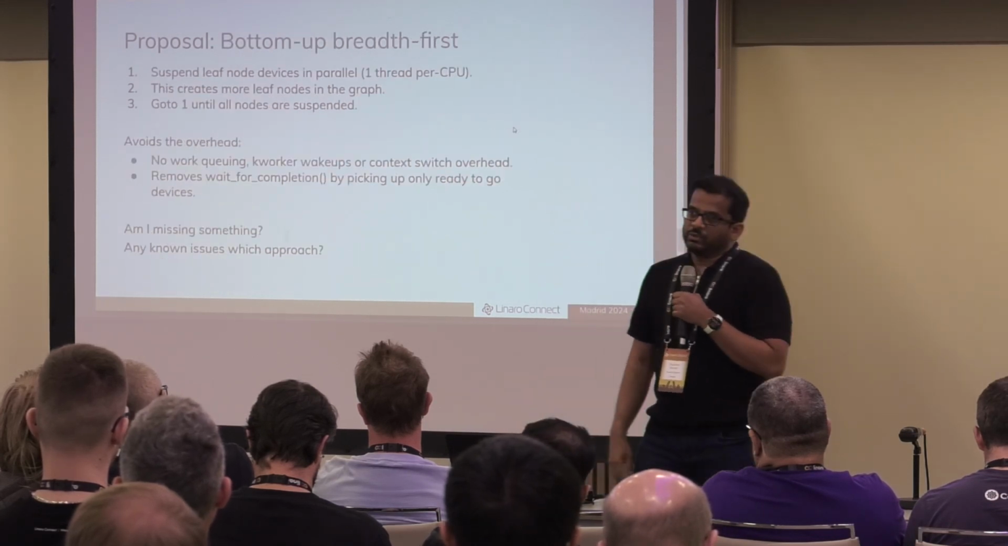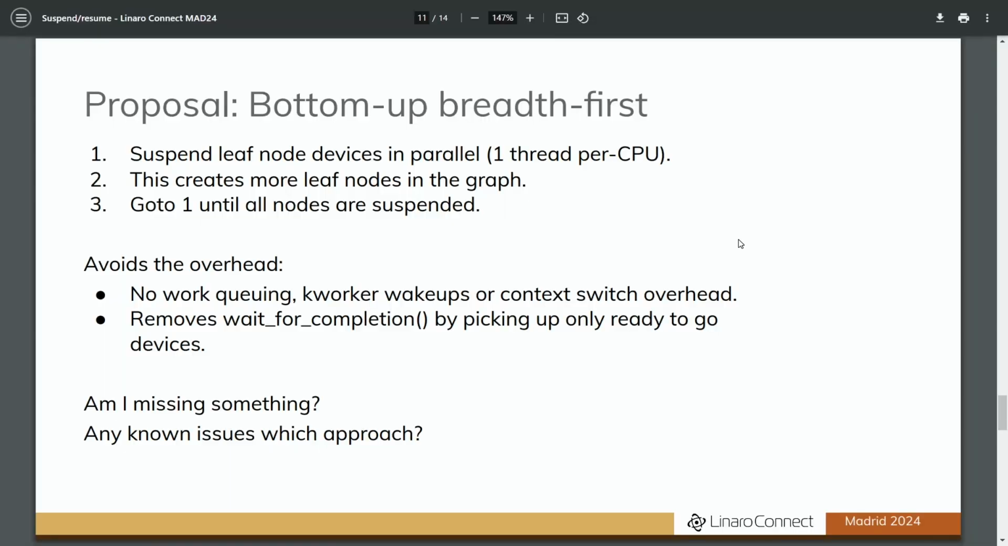The other proposal is what I call breadth first, bottom up. If you think of it as a dependency tree, and take suspend as an example, the idea is to have one thread running on every CPU that just suspends the leaf nodes. As you suspend the leaf nodes, you create more leaf nodes, because now all those leaf nodes are suspended. And then you go back and keep looping until you've suspended everything. So you basically go bottom up the dependency tree, suspending all the leaf nodes and going up. In reality, it's an acyclic dependency graph, but the idea is still the same.